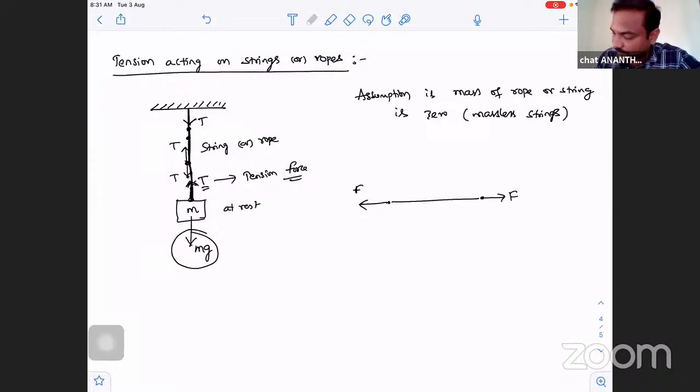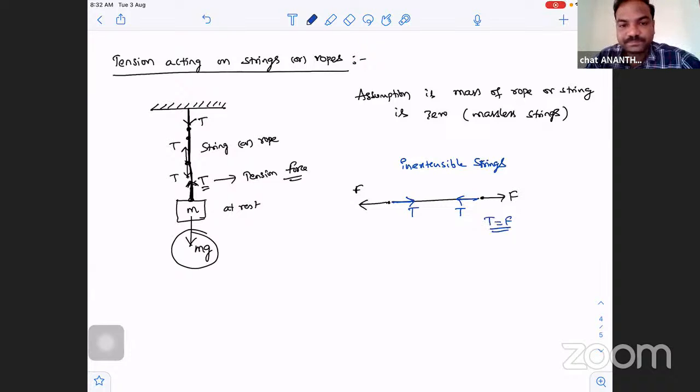Then what will happen? The string is not extensible. It's not like a rubber band. This is an inextensible string. Inextensible string means the string does not extend. Then tension will act in this way: T and T, where T is equal to F.